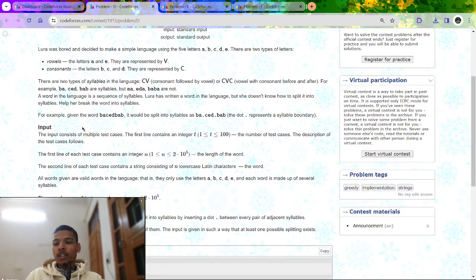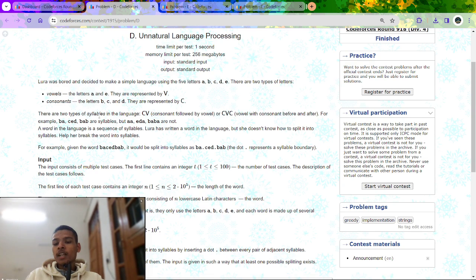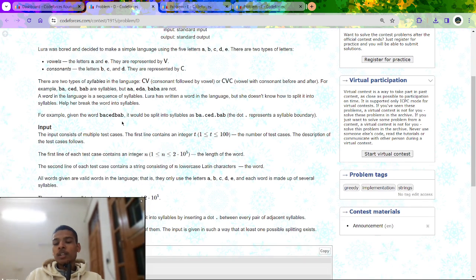So what they have said is that initially I had some number of syllables, and I have concatenated all of them, and now I have to separate them again. For example, this is a string of some number of syllables, and we have to separate them. I can make it BA, CED, and BAB, because BA is a CV type, CED is a CVC type, and BAB is also a CVC type. So I have to place a dot between them.